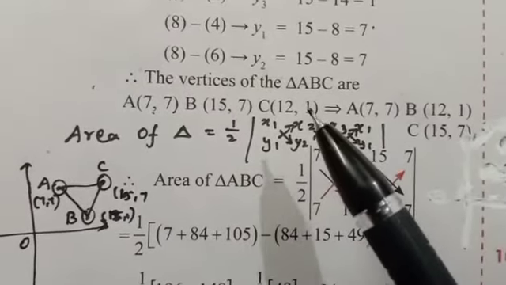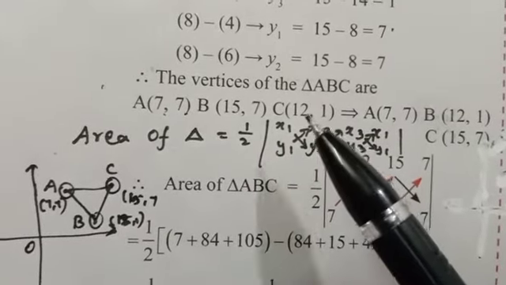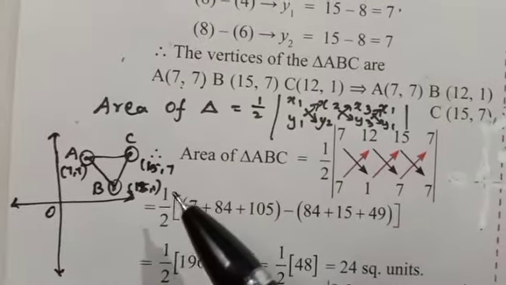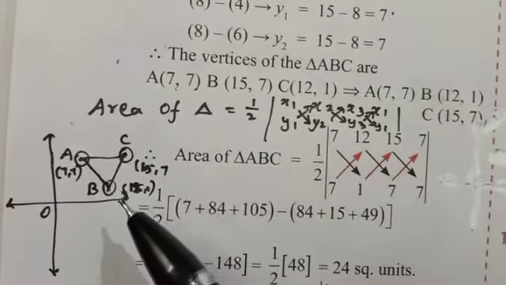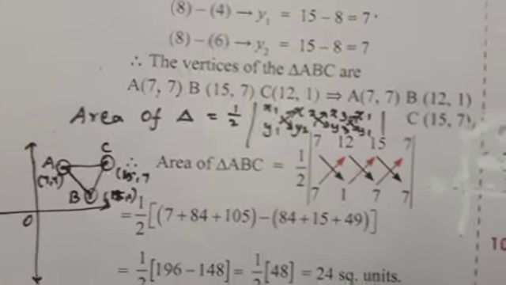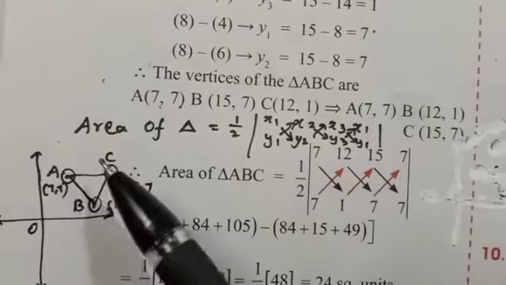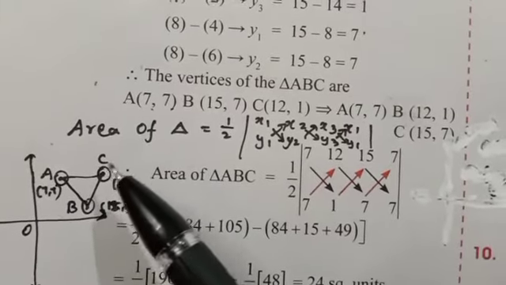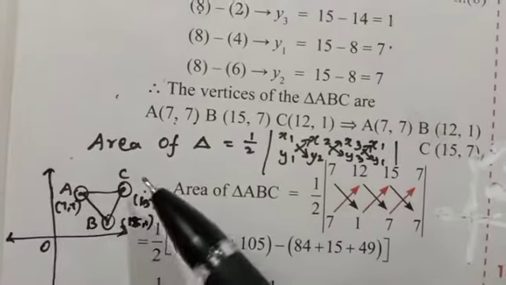When we are finding area, the points have to be taken in order. So you have to draw the graph, a rough graph. The points are (7, 7), (15, 7), and (12, 1). So you have to join these points.